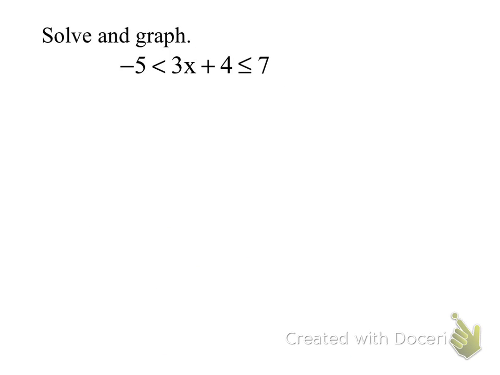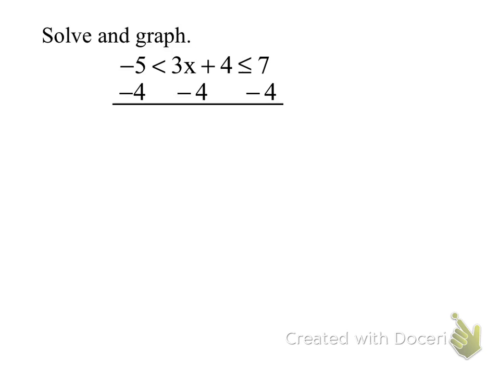So what do you think we would do first here? Imagine that 7 is not there. What would be the first step? How about Jamie? Subtract 4 from all sides. All 3 parts of the inequality. And then we get, what would be the next step? Go. -9 is less than 3x, which is less than or equal to 3.